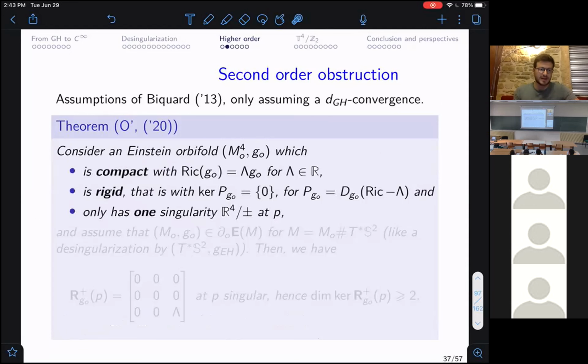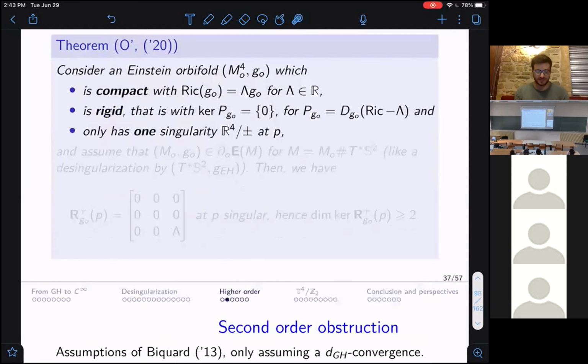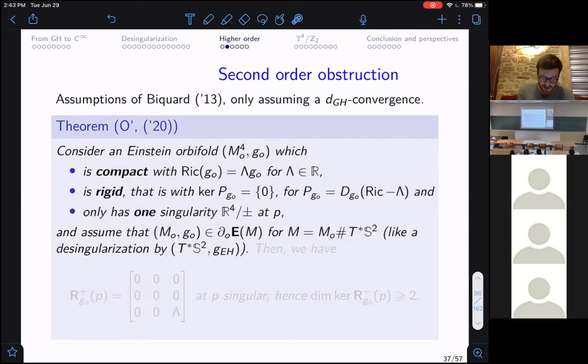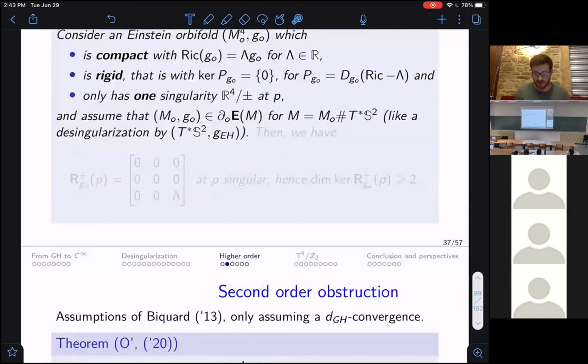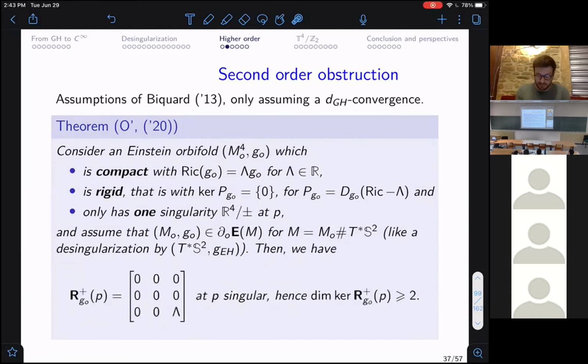Now, let's also assume that we have an orbifold which is the limit of Einstein metrics on the topology of M naught desingularized by an Eguchi-Hanson metric. That's the topology of an Eguchi-Hanson metric here. Then there is an additional obstruction. So the first obstruction was that this dimension is at least 1. Well, here we prove that it's at least 2. So okay, that's better, that's a stronger obstruction.